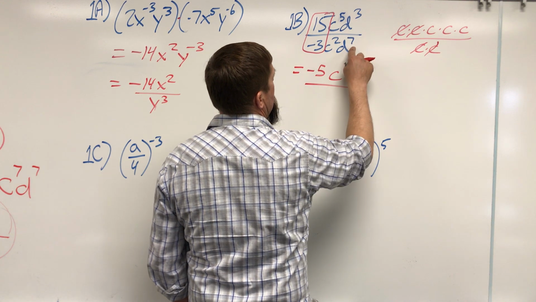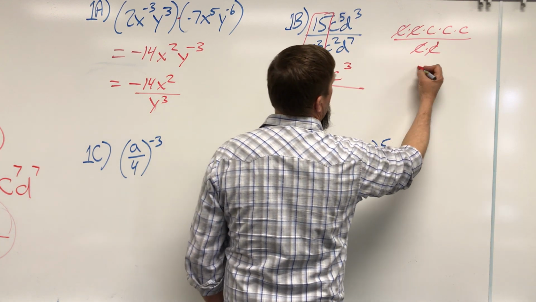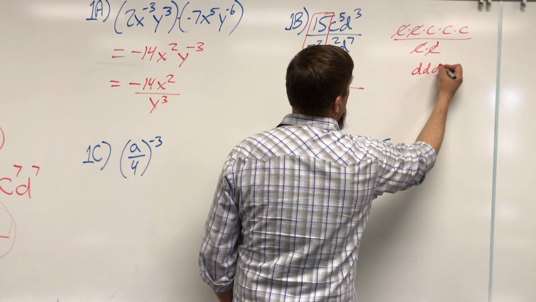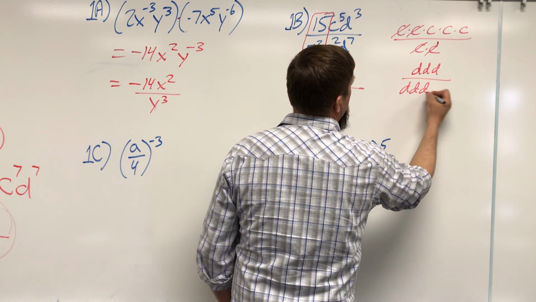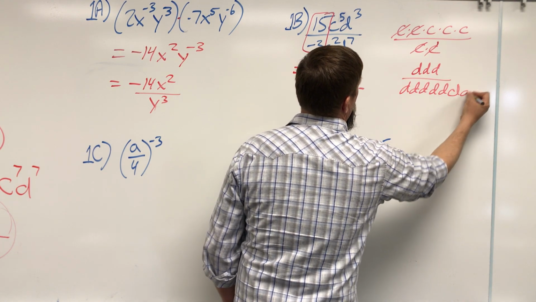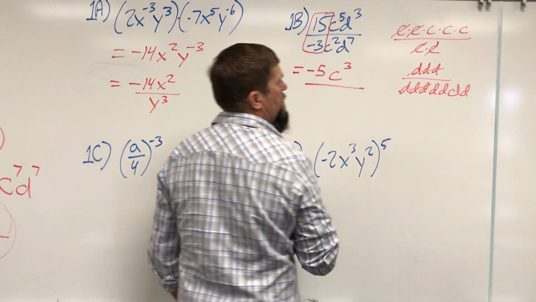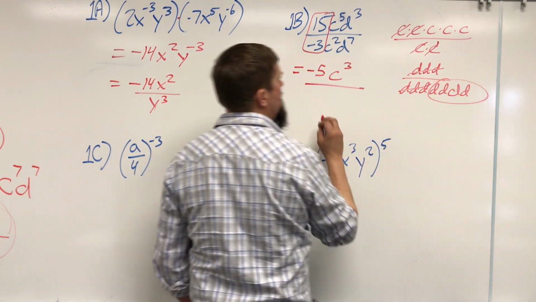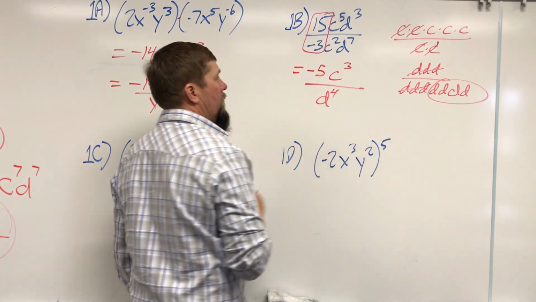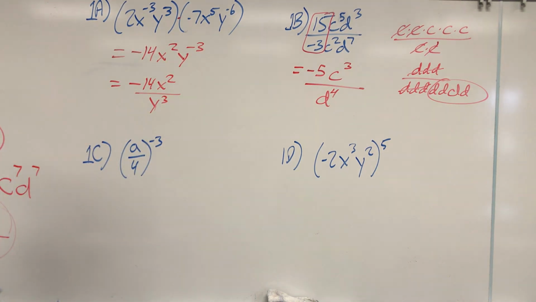D to the third, d to the seventh. That means I've got 3 d's on the top, 7 d's on the bottom. These 3 cancel out with 3 of these, leaving me with 4 d's on the bottom, or d to the fourth. And that is simplified form.